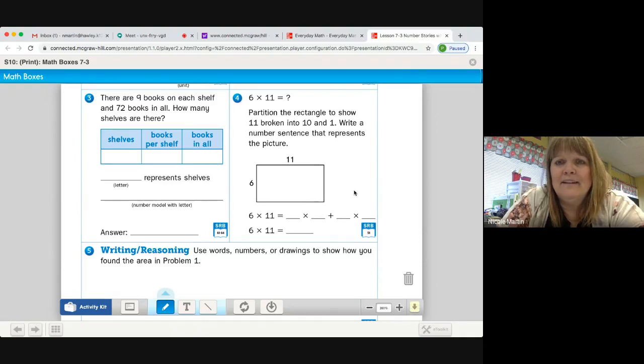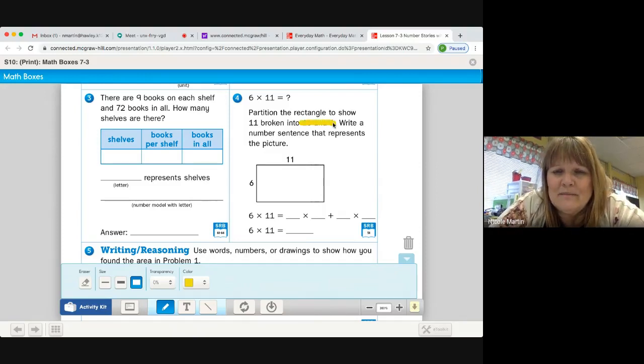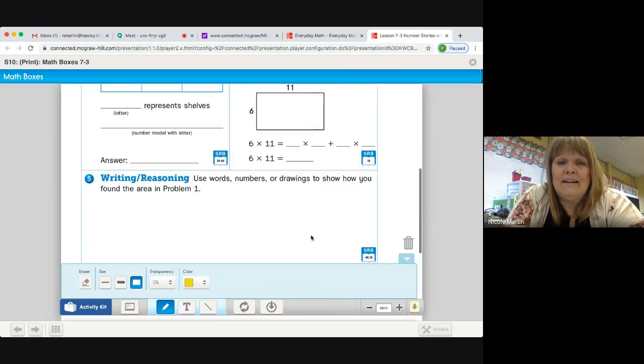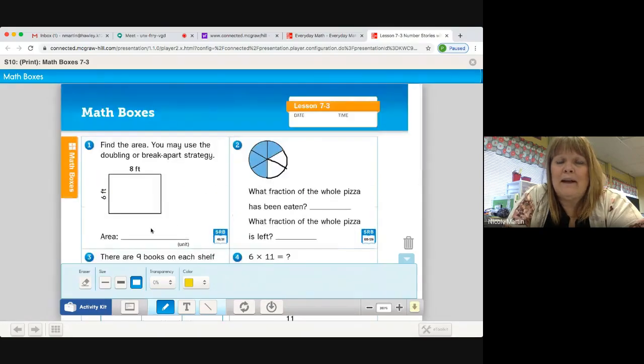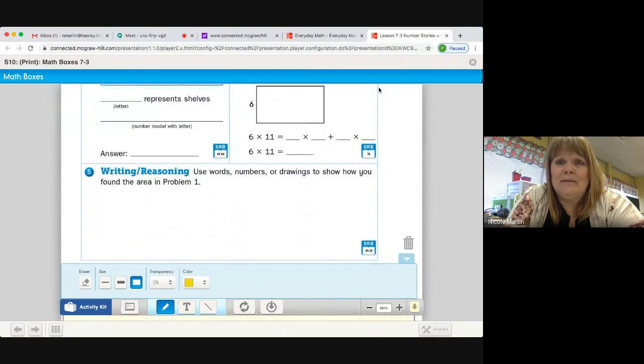Partition the rectangle to show 11 broken into 10 and 1. They're asking you to break that rectangle into 10 and 1. That was supposed to highlight, not disappear. What would that look like down here if we broke that into 10 and 1? What would your 2 number models be? And when you add those up, what do you get? 6 times 11. Use words, numbers, or drawings to show how you found the area in problem number 1. Go back up and tell me what strategy you used to find the area in problem 1.